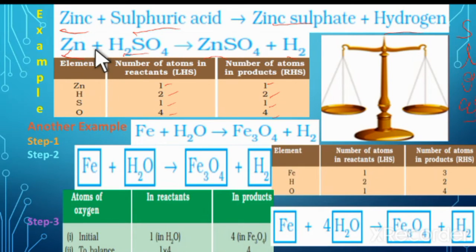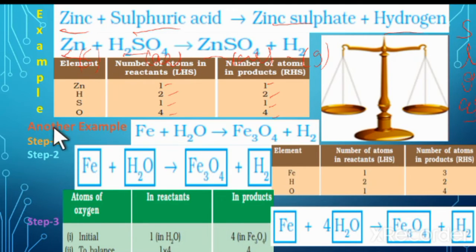Here the zinc, which is a solid, we can represent with s. Here the sulfuric acid can be represented with aq, and zinc sulfate is also present in the aqueous medium, and H2 is in the gas state. So this is the balanced chemical equation.